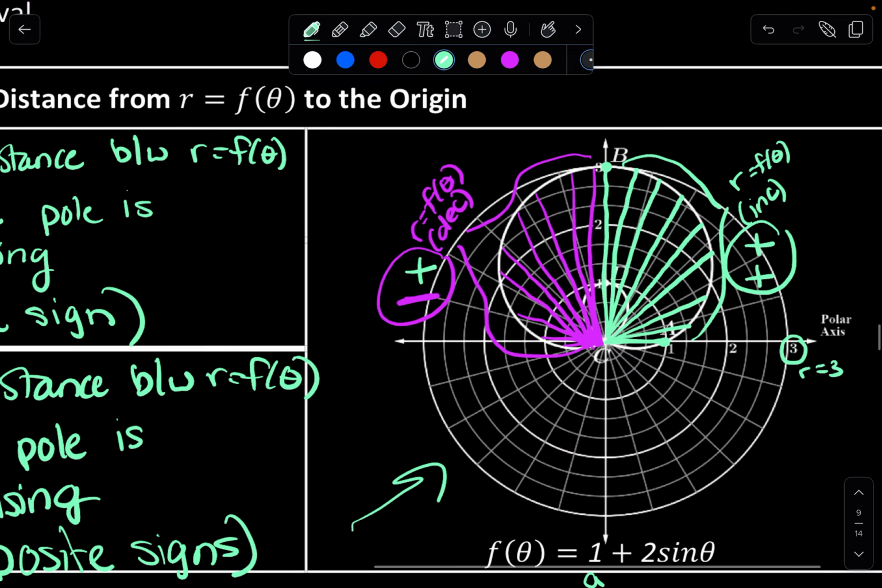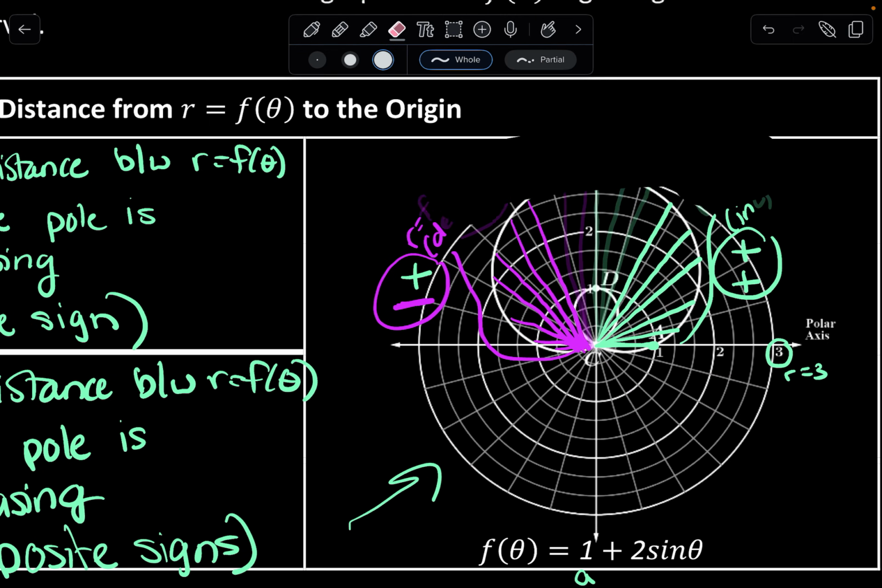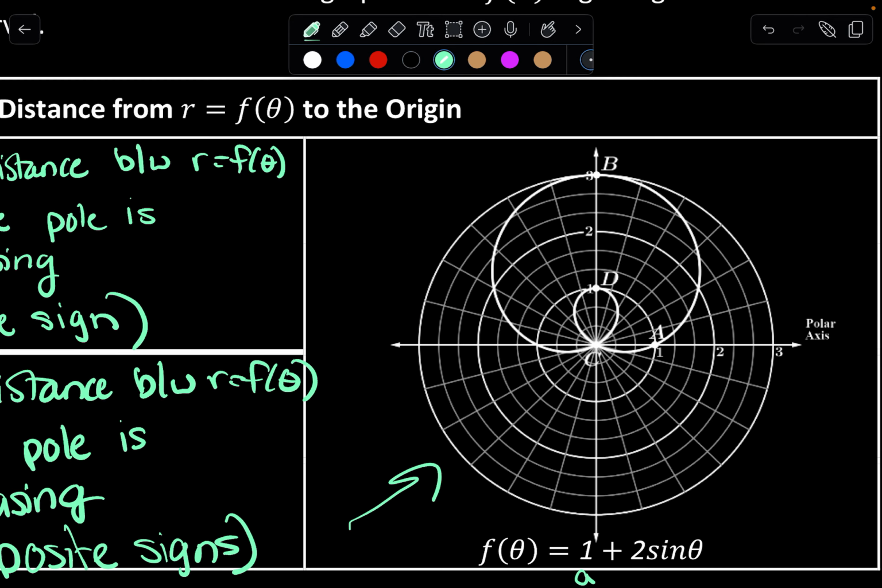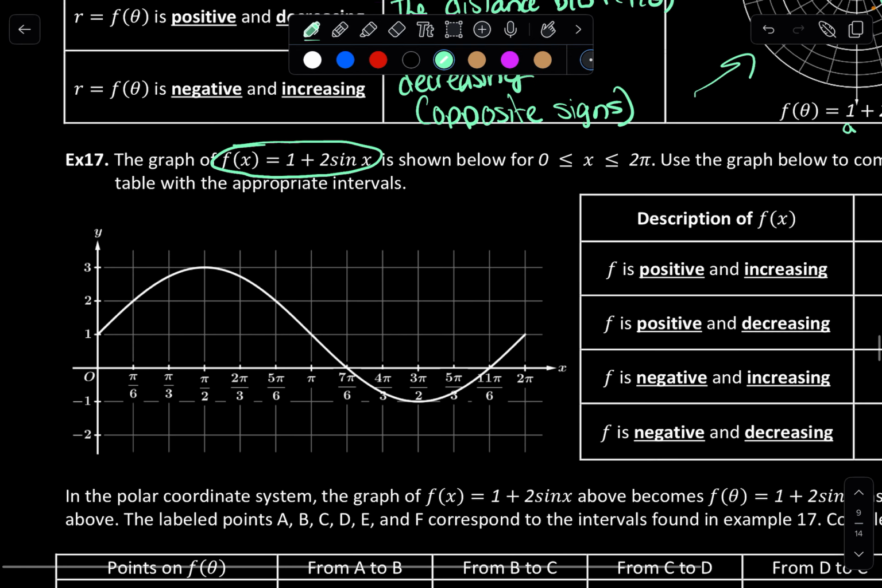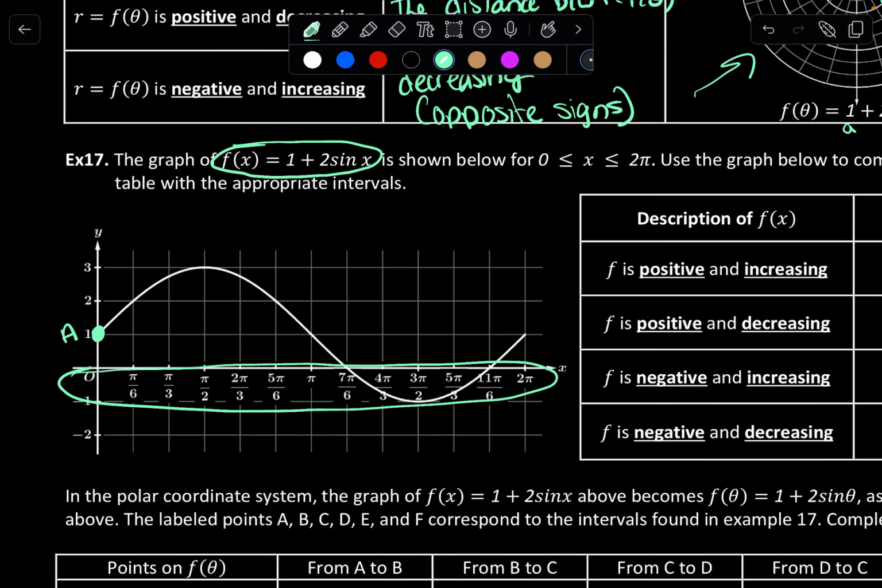So I'm going to erase this so we can see the points. We have a couple points labeled here. If I look at A, the radius here is going to be 1, and my angle is going to be 0. So if we go back to our sinusoidal curve, we can see that this is where it's going to start. Down here we see our angles, and the vertical axis will be the radius length. So at 0, the radius is 1.